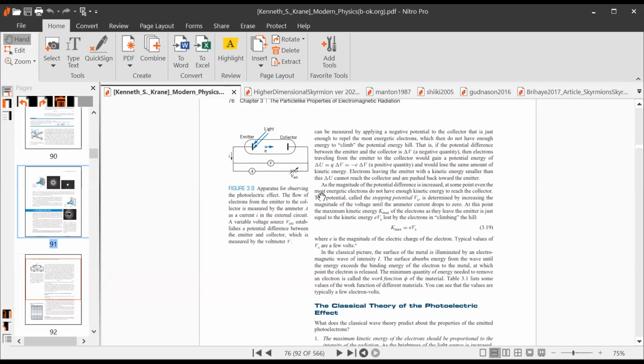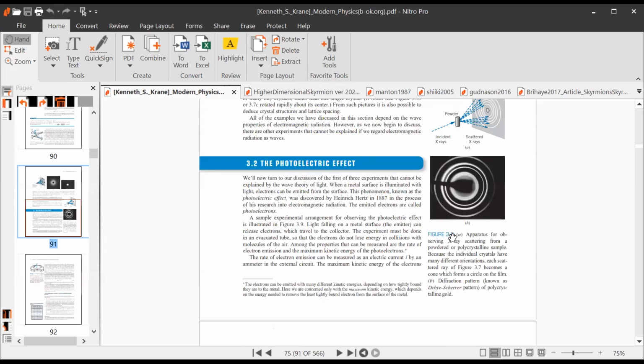So if the current is 0, it means that the electron has maximum energy equal to e, the unit charge of the electron, times Vs, where Vs is the stopping potential. So we can know this Vs from this external voltage. So this is basically the photoelectric effect.